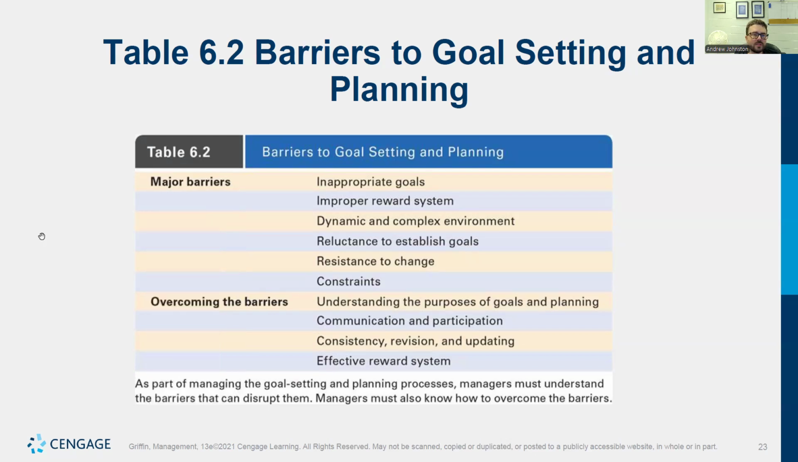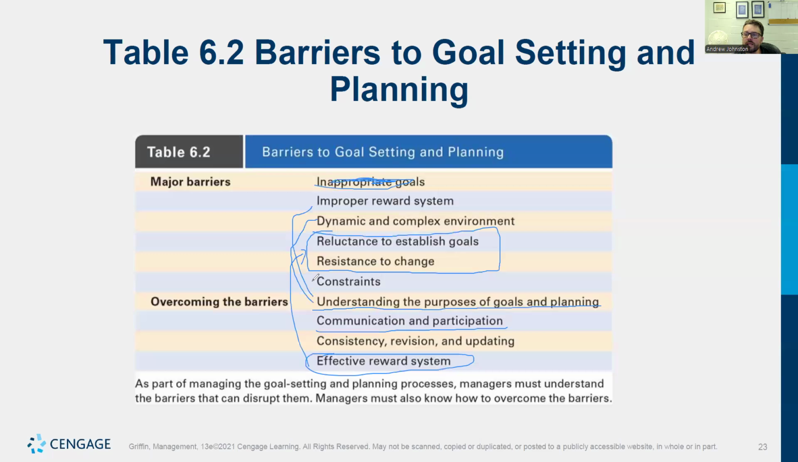Well, the more we know about what good goals look like and how to plan properly, hopefully that will avoid inappropriate goals. If we are communicating and making that a participatory process, it can make people feel engaged and committed to those goals, which can help in these two areas. This can also help in both of these areas. An effective reward system can also help people get on board, right?